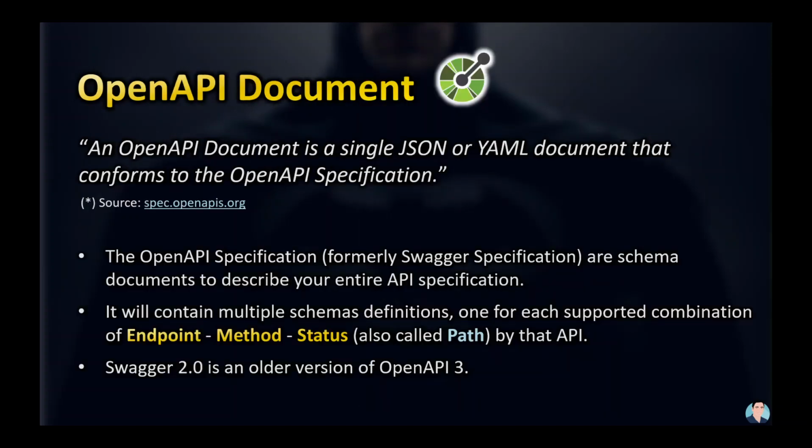An OpenAPI document is a single JSON or YAML document that conforms to the OpenAPI specification. It incorporates JSON schema for defining data structure within APIs. The OpenAPI specification, formerly Swagger specification, are schema documents to describe your entire API specification. It contains multiple schema definitions, one for each supported combination of endpoint, method, and status. This is also called path. Swagger 2.0 is another version of OpenAPI 3.